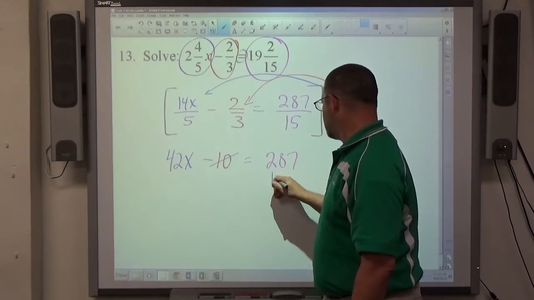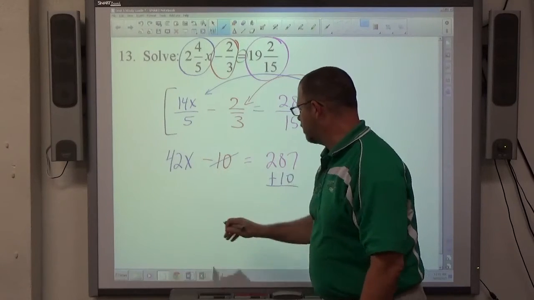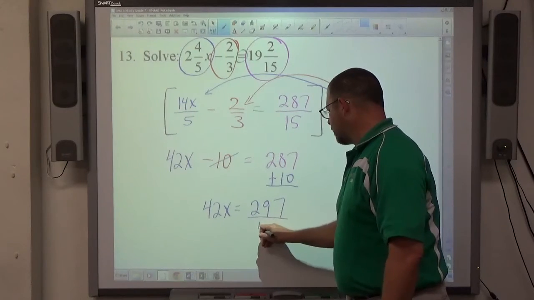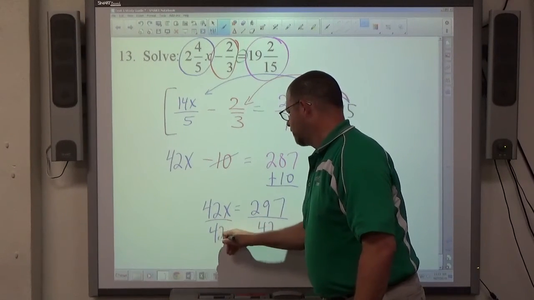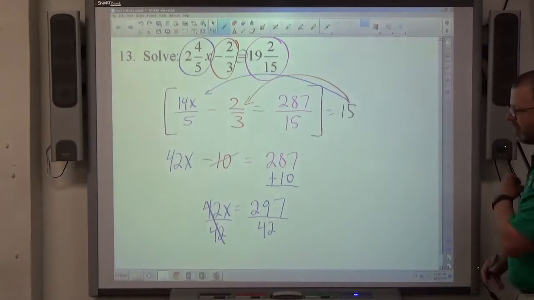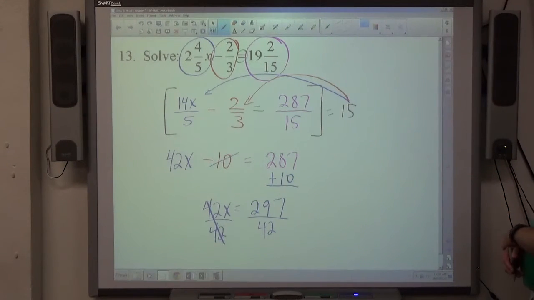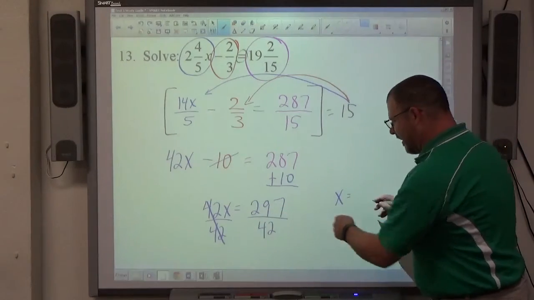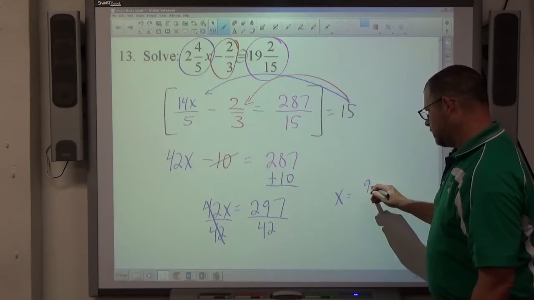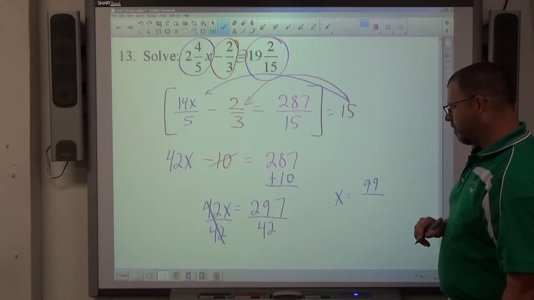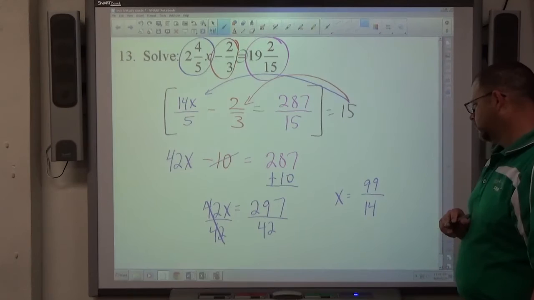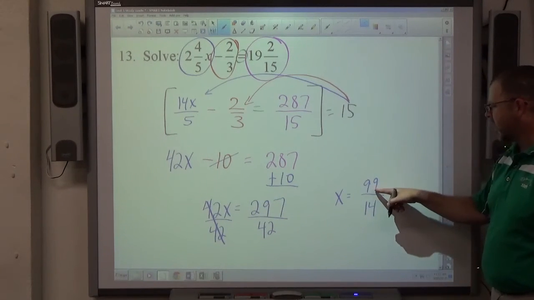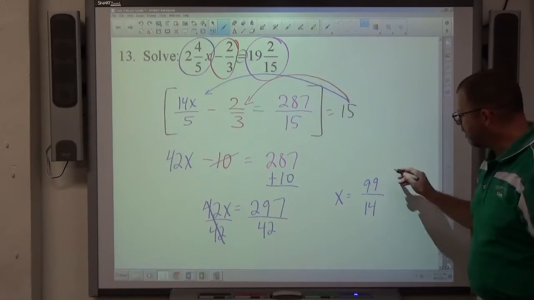I'm going to move the 10 over here. It becomes positive because the sign changes. 42x equals 297. Divide both sides by 42. Okay. It doesn't look like it divides evenly, but I'm pretty sure that 297 and 42 both divide by 3 at least. So divide by 3 on top, I'm going to get 99. And divide by 3 on the bottom, I'm going to get 14. So 99 over 14, that doesn't reduce anymore. 99 is 9 times 11, 14 is 2 times 7, they have no common factors.